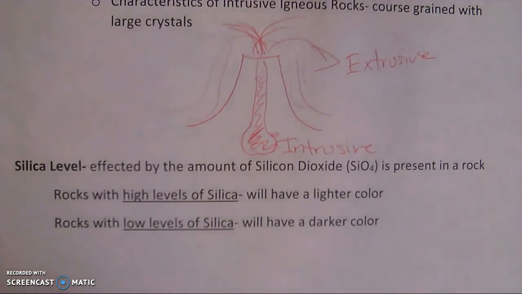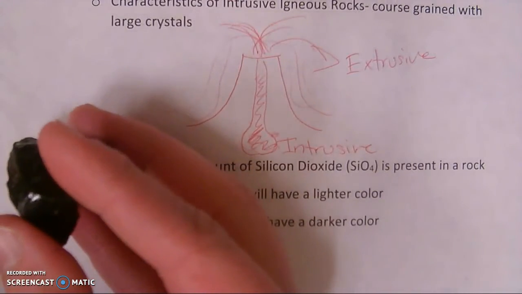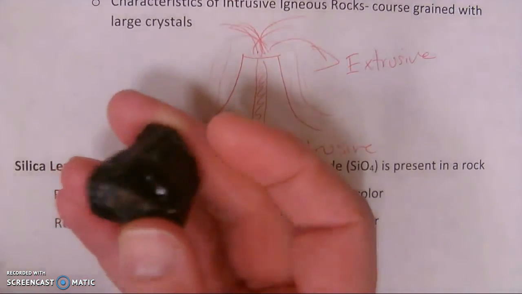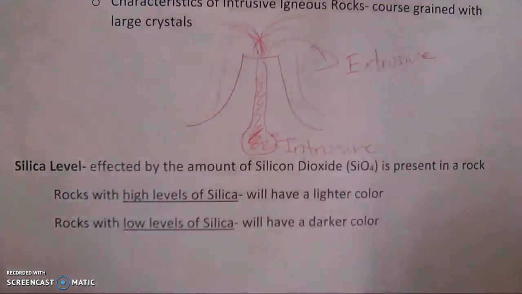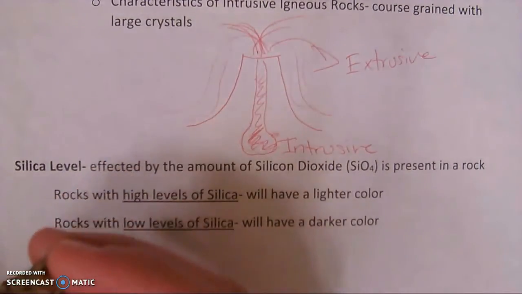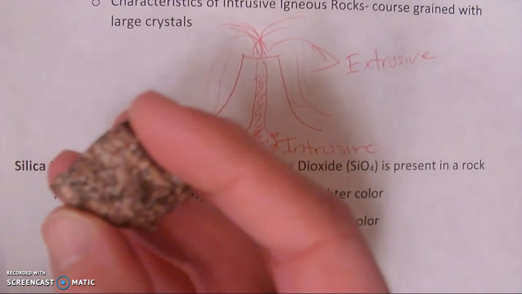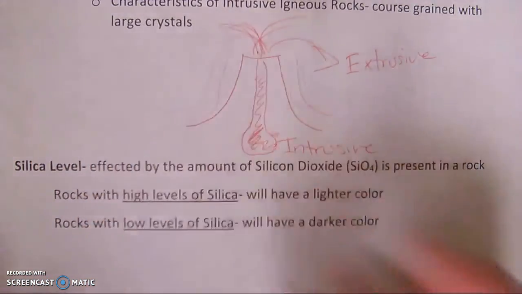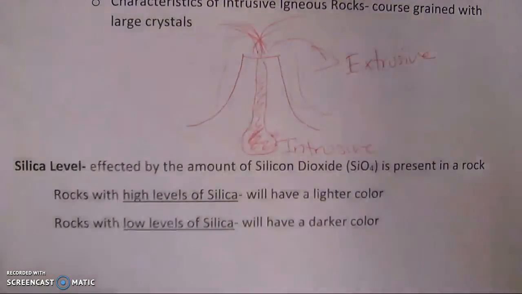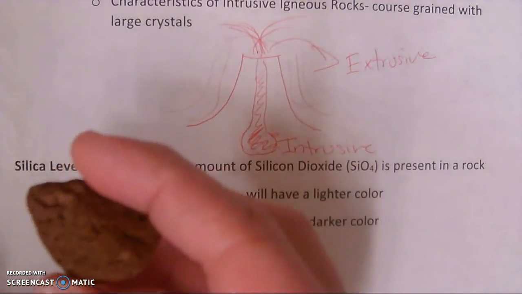A rock with low silica would have a darker color because it's got less of that white powder. So this is an example of one with a low silica. Here's another. We classify this one as a higher level of silica than the previous one we just looked at. And this one would have a lower level of silica because it's darker.